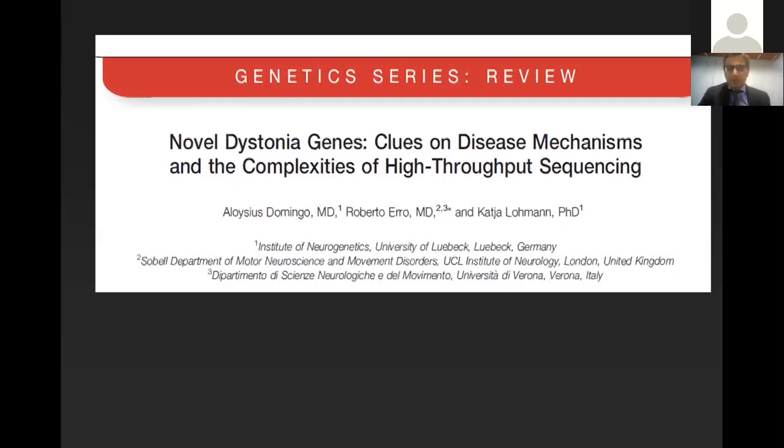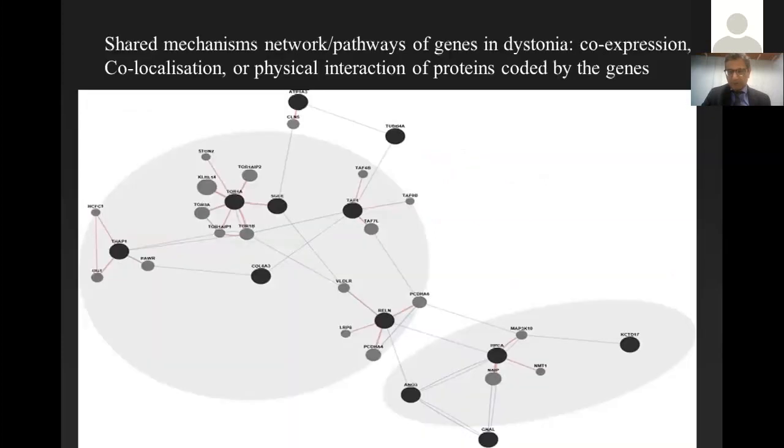Just a couple of words about, so what is the point of all these dystonia genes and so on? How are they doing anything for us? Are they helping us? And it's becoming very clear that for the first time now, we have some information about the pathophysiological mechanisms coming out from these dystonia genes. And it seems that many of them have shared mechanisms or network pathways of genes in dystonia, which may have co-expression, co-localization, or a physical interaction of proteins coded by these various genes.